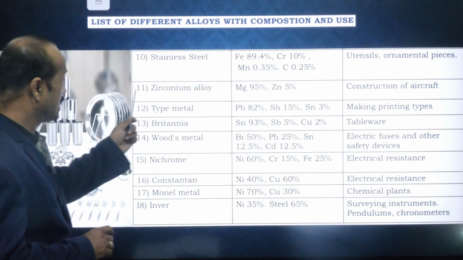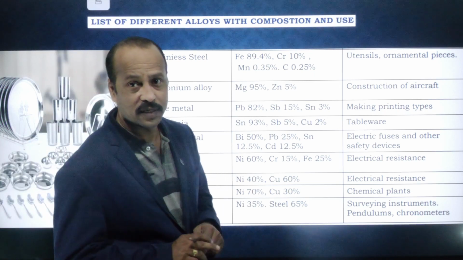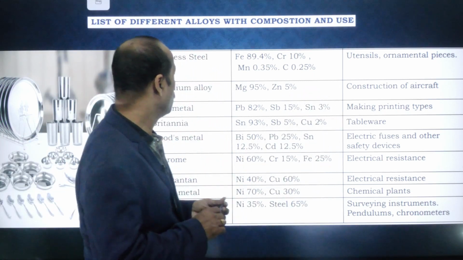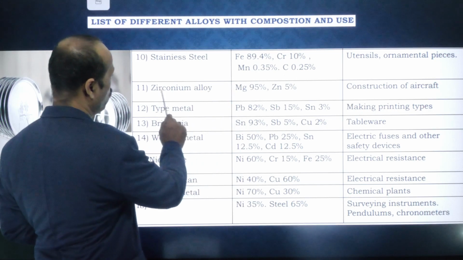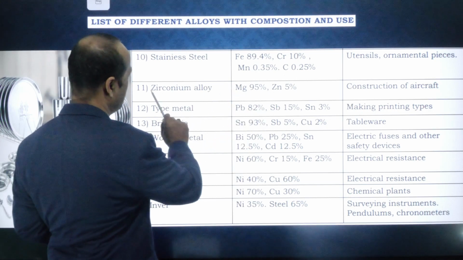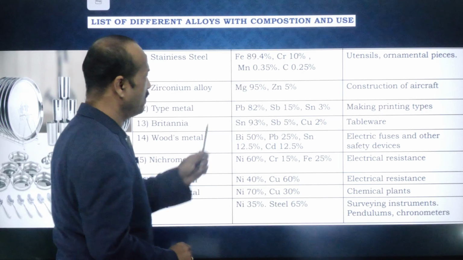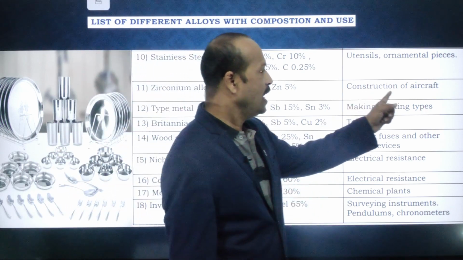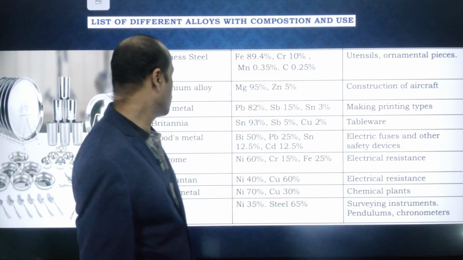Okay, zirconium alloy, this is also very important. It is also made in aircraft only. It consists of zirconium, magnesium and zinc: magnesium 95%, zinc 25%, and it is used in the construction of aircraft.